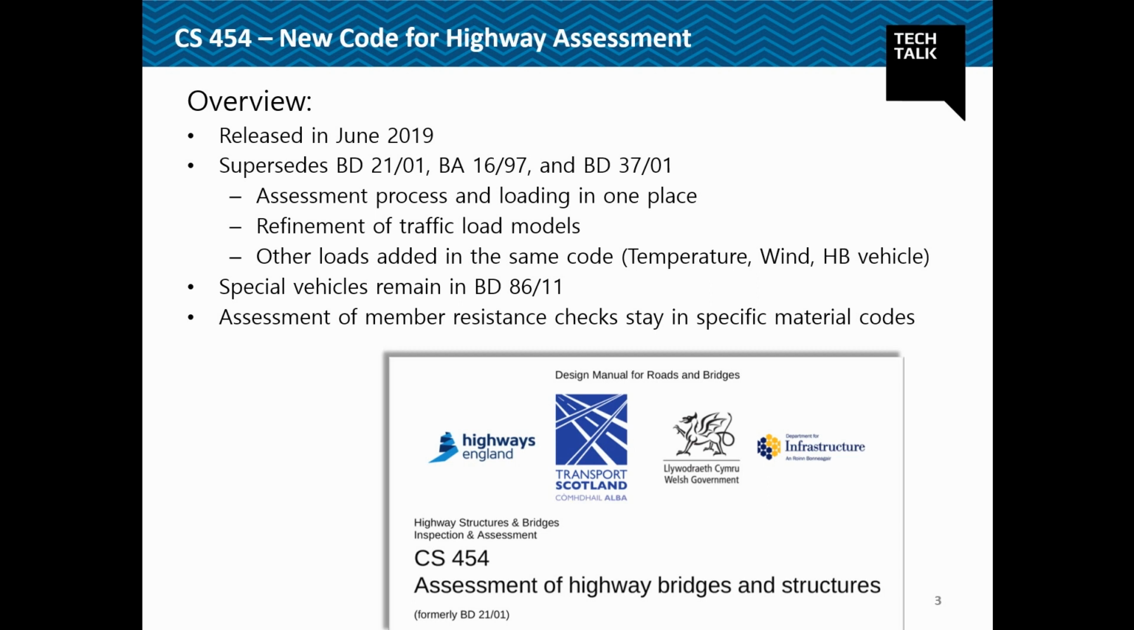A couple of keynotes that are worth mentioning though. Special vehicles remain in BD86, so those are not brought in. We still need to refer to that code if we are dealing with any of those. And the new code CS454 references other codes for the specific material checks, in terms of member checks and the resistance of our elements.